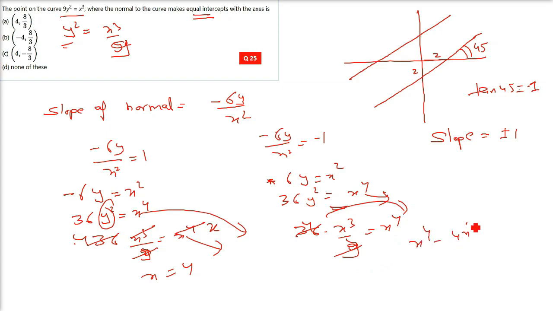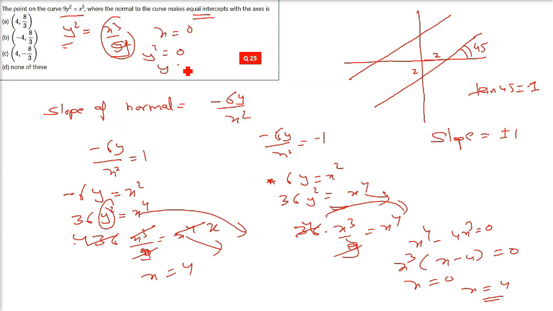So x raised to 4 minus 4x cube is 0. x cube I am taking outside, it will be x minus 4 equals 0. So either x is equal to 0 or x equals 4. So along with x equals 4, we have one more solution that we can present to the examiner, that x equals 0 also. But if we put x equals 0, y will be 0. So one point will be 0, 0. But there is no such option in the A, B, C, D multiple choices which are being given.